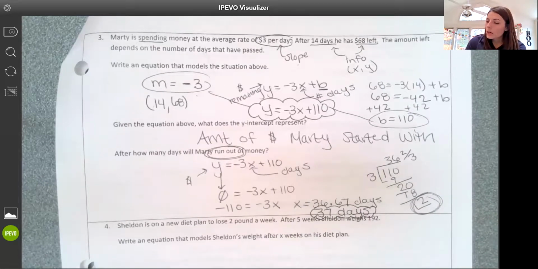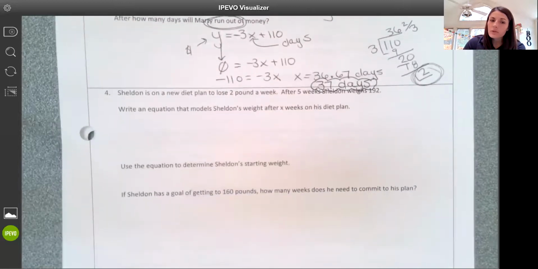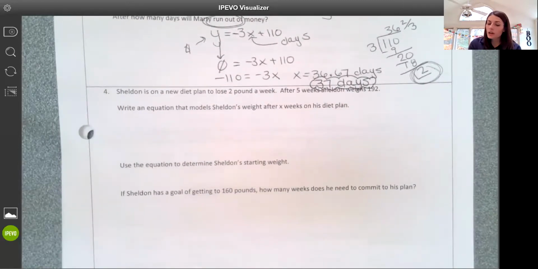Okay, so now I'd like for you to look at 4, see if you can figure out what pieces of information are there and get the basic setup, and then continue the video and see how you did.